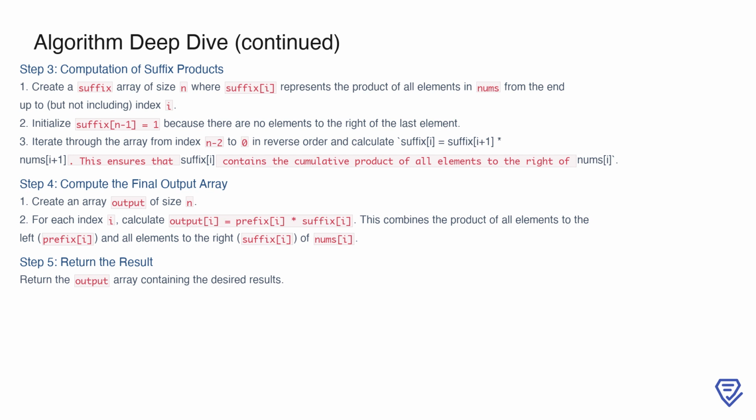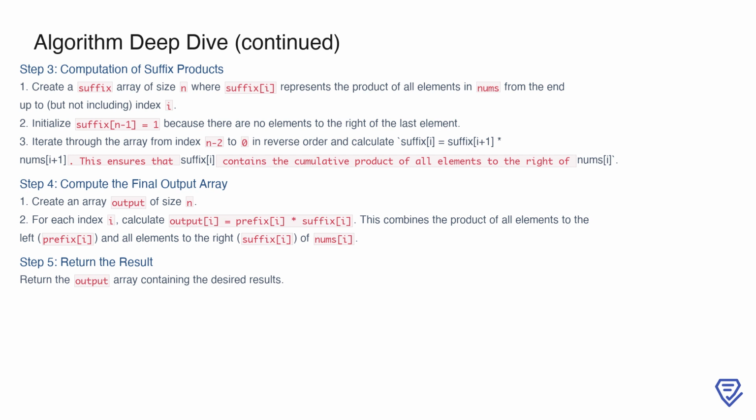Now, let's delve into the computation of suffix products and how we use these intermediate results to calculate the final output. The suffix array works similarly to the prefix array but considers elements from the right. We initialize the last value of the suffix array to 1 because there are no elements to the right of the last index. Then, we iterate backward through the array, calculating the cumulative product of all elements to the right of each index. With both the prefix and suffix arrays in place, we combine them to compute the final output.